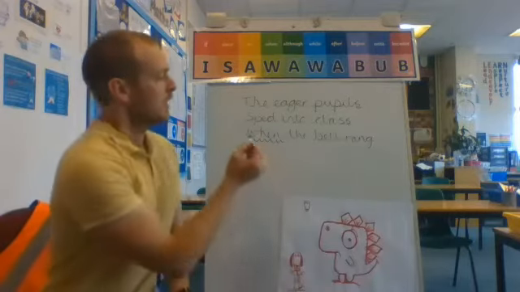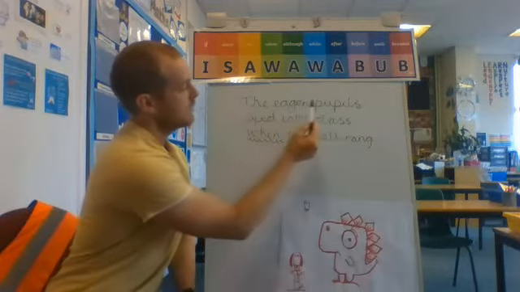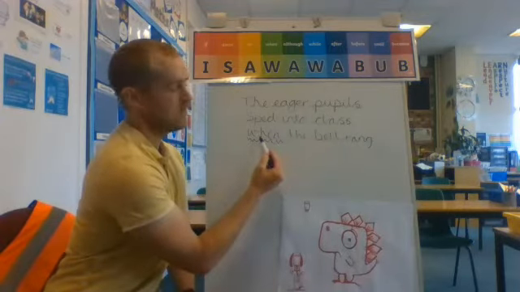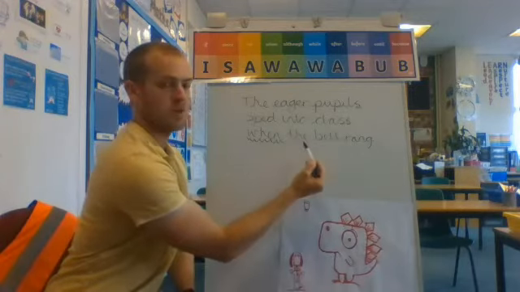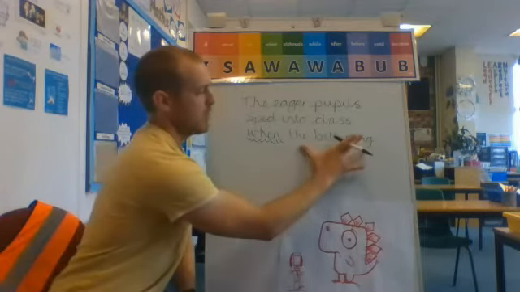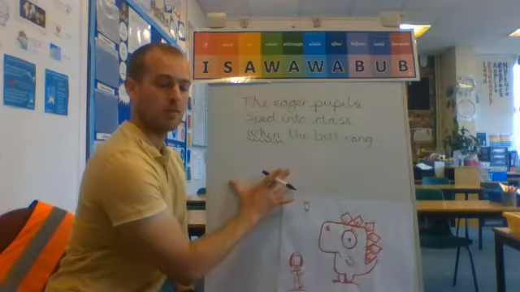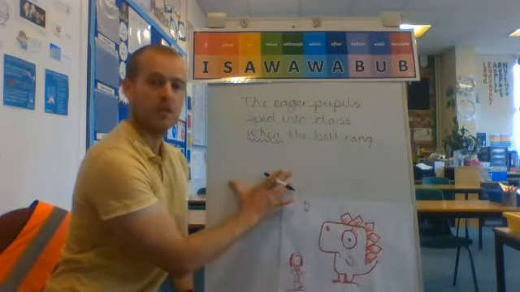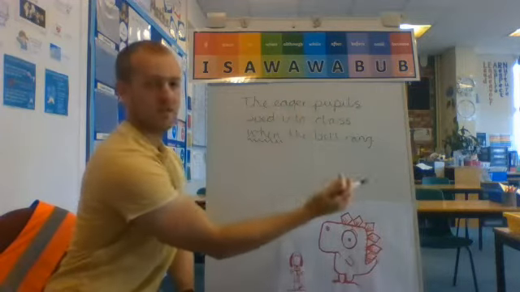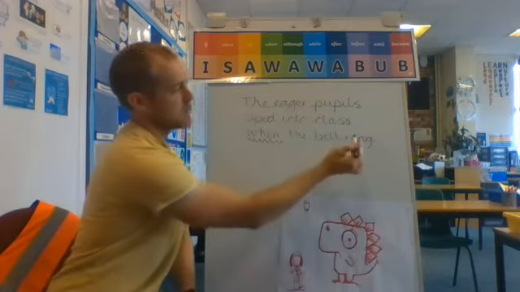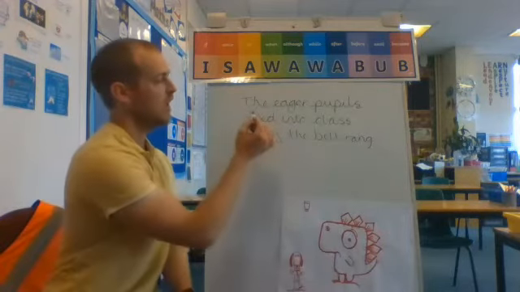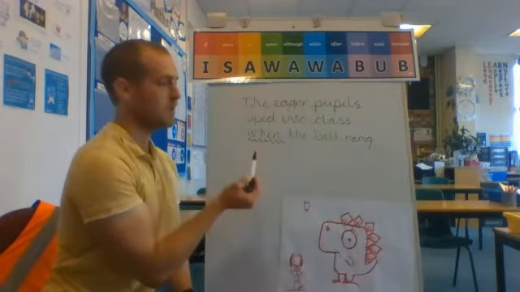Okay, let's just double check this sentence then. The eager pupils sped into class, that's my main clause. Okay, when, that's my subordinating conjunction, and here's my subordinate clause, the bell rang. Remember, if I took the bell rang out and wrote it on its own, that would still make sense, as long as I've got a capital letter and a full stop. So that is a clause on its own. The eager pupils sped into class. If I took that away from the rest of this and just put a full stop at the end, again that would make sense on its own. So subordinating conjunctions join together two clauses.